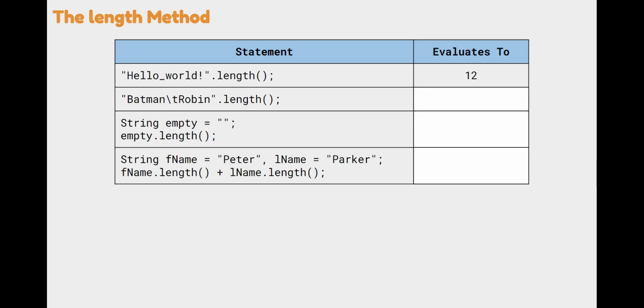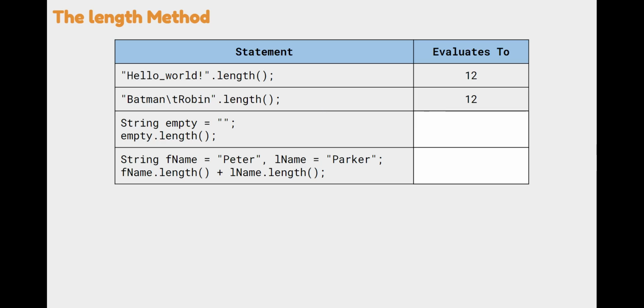Our next example is still a string literal, but we have an escape sequence in there. Count that up and see how many characters you think are in that string and see what this method will evaluate to. This method also evaluates to 12. Batman is 6 characters. Now, I know there are 2 characters in the string literal for the tab space, but that escape sequence turns into a single tab character, and that tab character counts for 1 in the length. That brings us up to 7, and then Robin is our last 5 to get us up to 12.